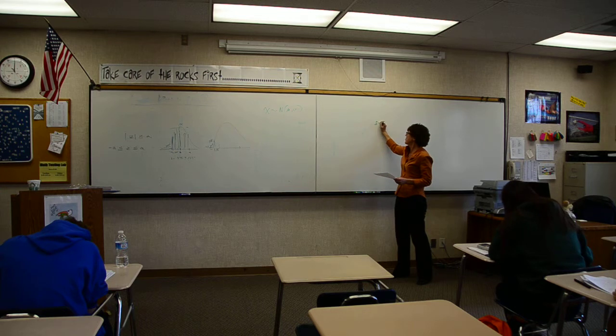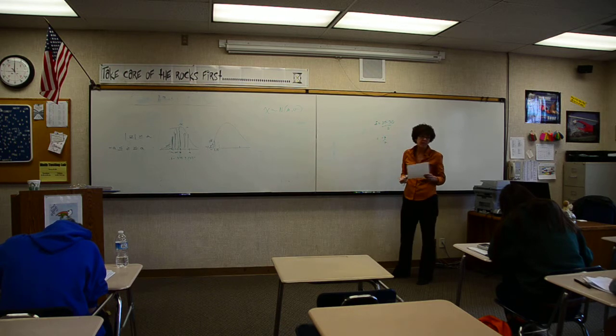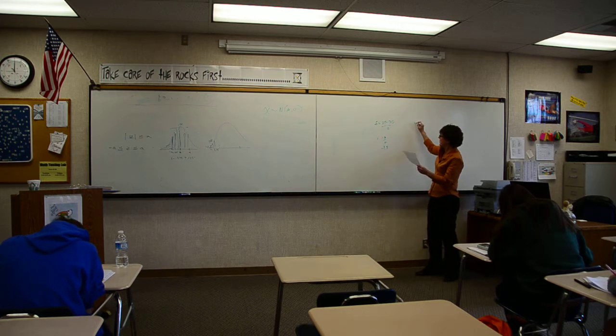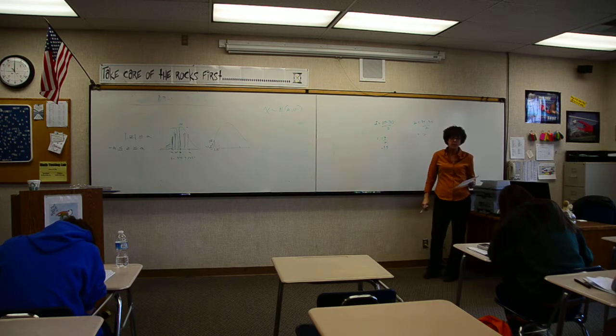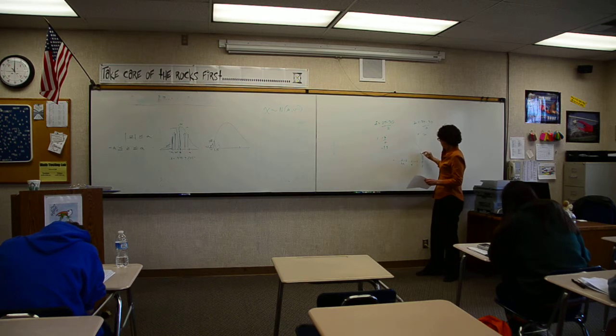I go z is equal to 27 minus 30 divided by 2, which is negative 3/2, right? Negative 1.5 is my z-score. Then the other z would be 34 minus 30 divided by 2, and I get 2. So on a normal distribution with a mean of 0 and a standard deviation of 1, you're finding that area.